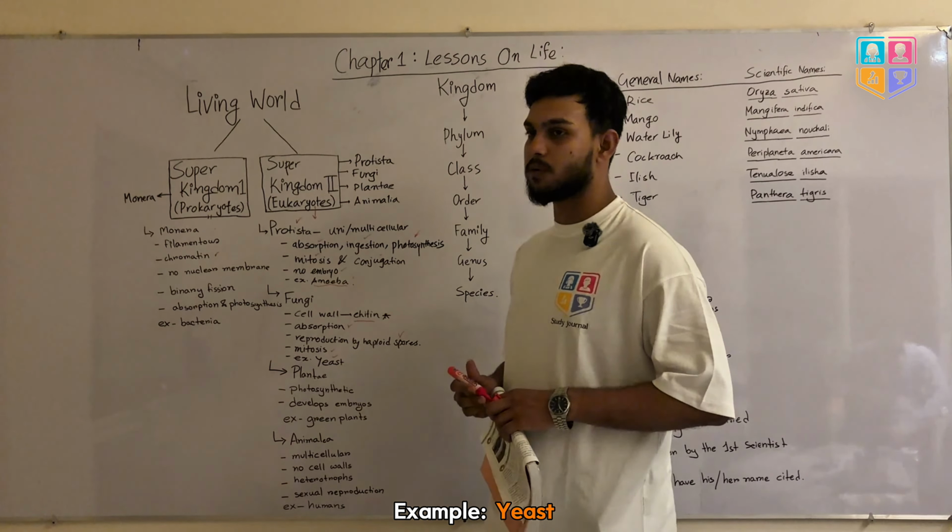Let's move on to the next part, Plantae. Plantae are the only organisms out of all of these that have their main production of food by photosynthesis. They have well-developed embryos. A good example for that would be our green plants.